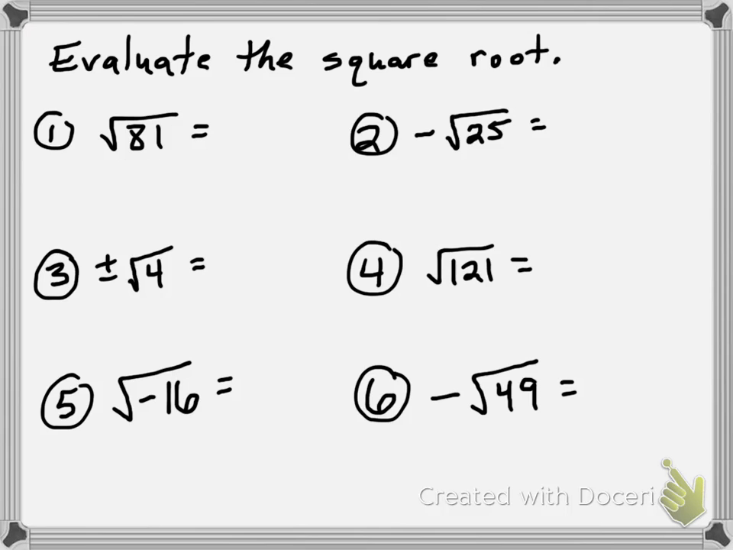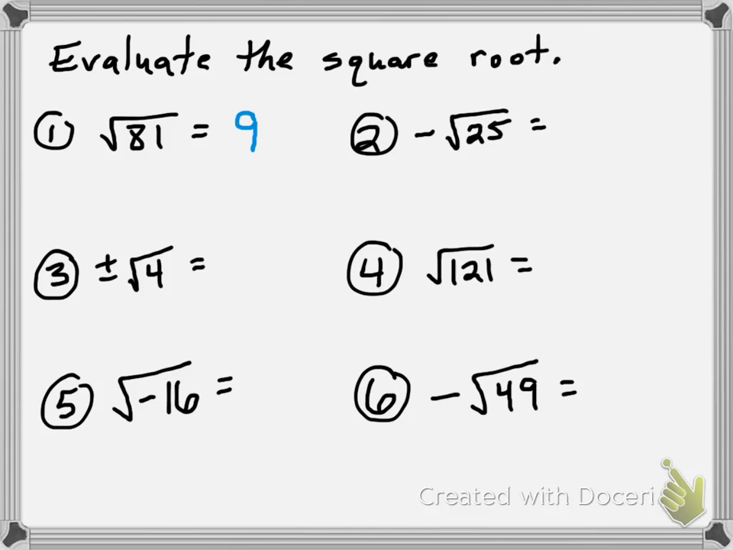Alright, so you got 6 square roots. I'll give you a minute to go ahead and write down the answer to each of them. Okay, so looking at number 1, again, a square root, you just ask yourself, what times itself gives me 81? Well, 9 times 9 gives me 81, so that answer is 9. And since there's nothing here, it wants the positive answer, so that's positive 9.